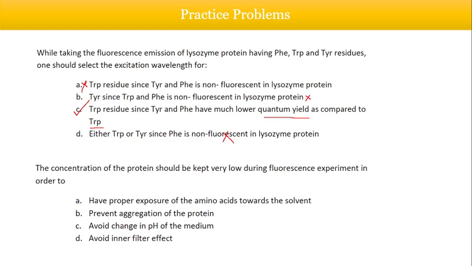So in order to avoid the inner filter effect at higher concentration, the concentration is set low. At higher concentration your sample acts as a filter to the light, and therefore we get inaccurate results. So in order to avoid the inner filter effect, the concentration should be kept as low as possible.